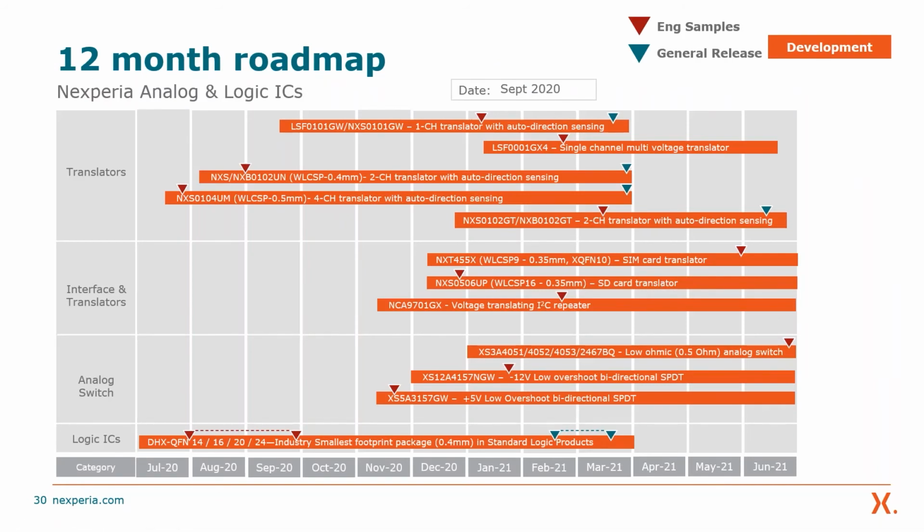So in summary, this slide shows the timeline for the devices that I just discussed in the previous slides. You can see the translators here, the interface devices here, the analog switches here. The ones that I did not cover are the specific translators for SIM card and SD card. These are also being developed for the cell phone market. The red triangles here show the engineering samples, so you can get engineering samples, a data sheet for the part, and demo boards in some cases. Release to market is shown in the green triangle here. So this is just for your reference. Watch out for updates on these.